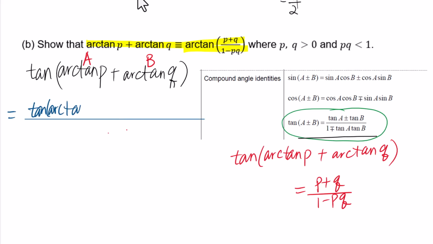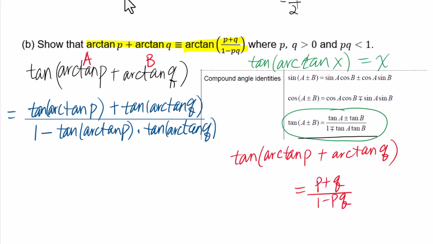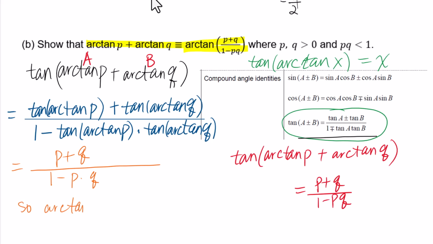Tangent arctangent P plus tangent arctangent Q, over 1 minus tangent arctangent P times tangent arctangent Q. We will use this: tangent arctangent x equals x. So this equals (P plus Q) over (1 minus P times Q). So arctangent P plus arctangent Q equals arctangent of (P plus Q) over (1 minus PQ).